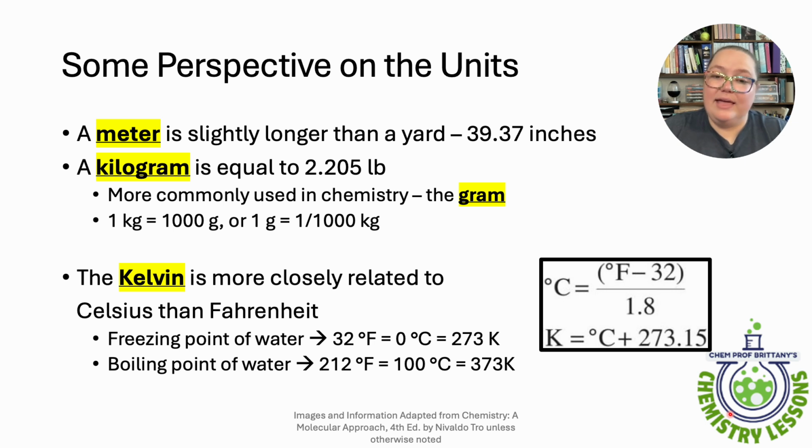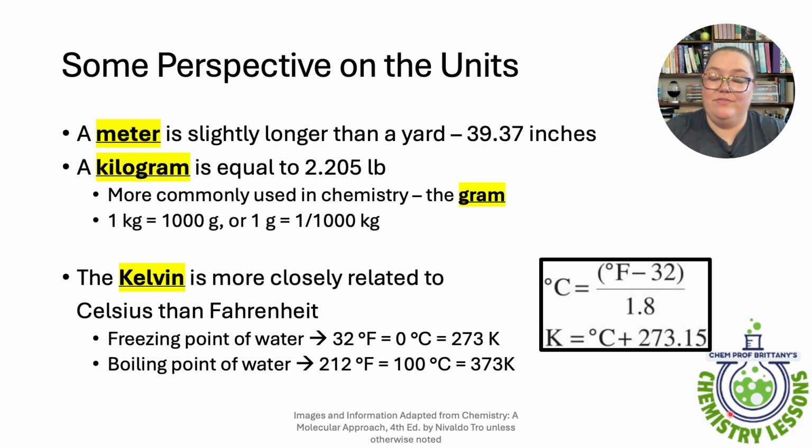And then the Kelvin is more closely related to Celsius than Fahrenheit. You need to know the Celsius temperatures and then be able to convert in between the two. So for just some perspective, the freezing point of water is at 32 degrees Fahrenheit for us Americans, which is 0 degrees Celsius. The boiling point is 212 degrees Fahrenheit, which is 100 degrees Celsius.